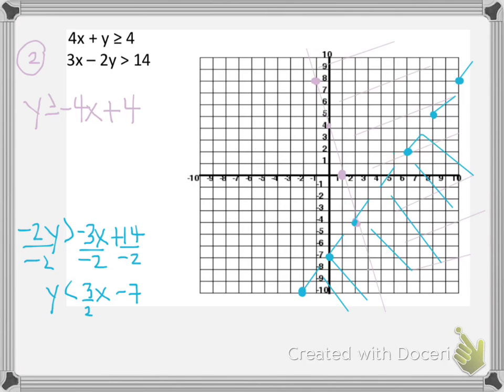So the area where they intersect is right here. Okay, so where they overlap. All right, I hope that helps. Y'all have a great day.